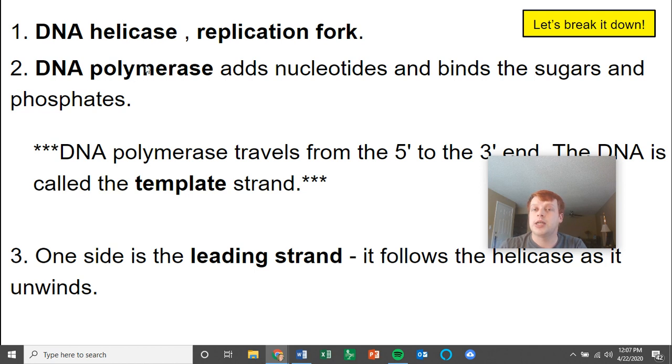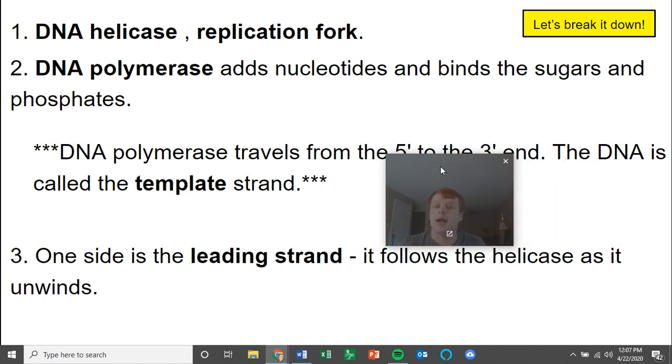Then DNA polymerase adds nucleotides and binds sugars and phosphates. So polymerase is responsible for building the new molecules, and it travels from the 5 to 3 end. The DNA is called the template strand, so we use that template to build our new one. When we're looking at the building of the strand, there's two separate parts which you learned about in the video. One side is the leading strand. It follows the helicase as it unwinds, and it builds continuously.